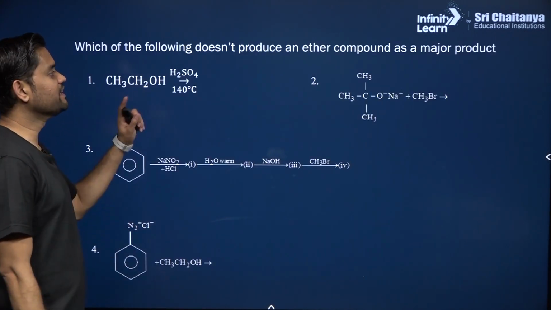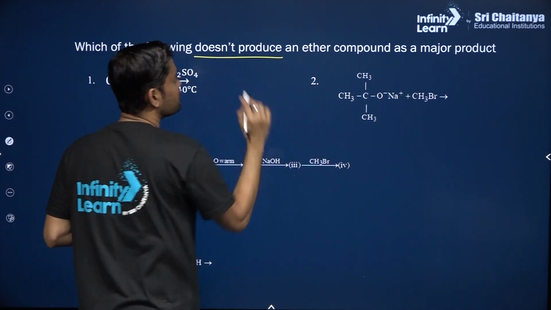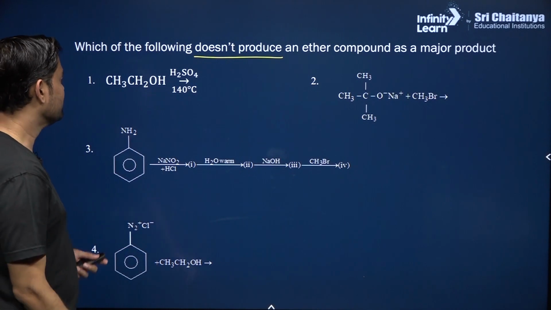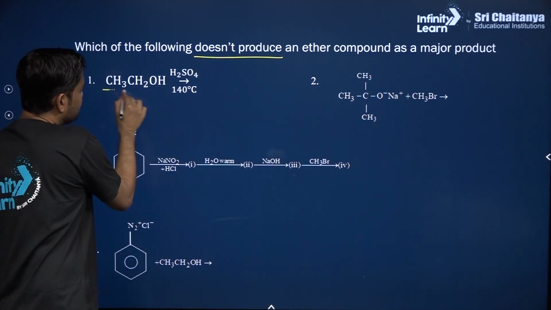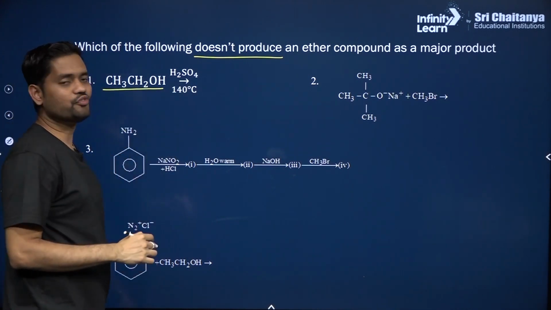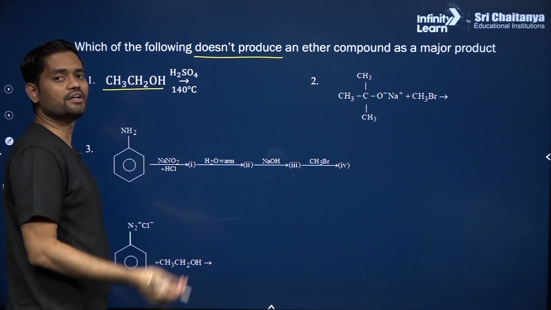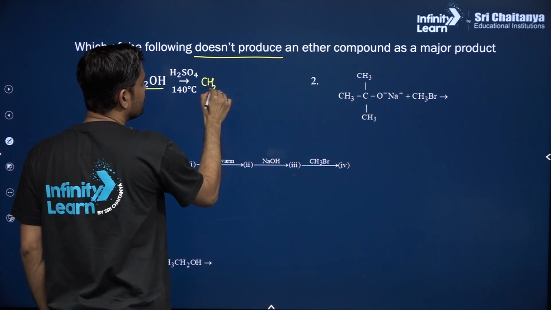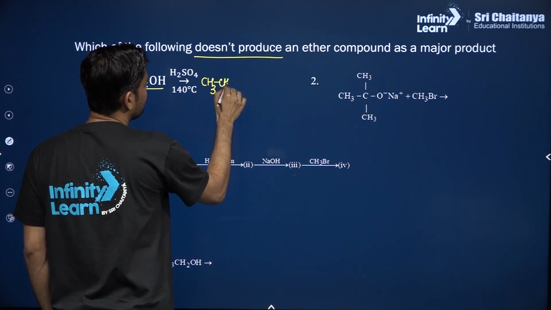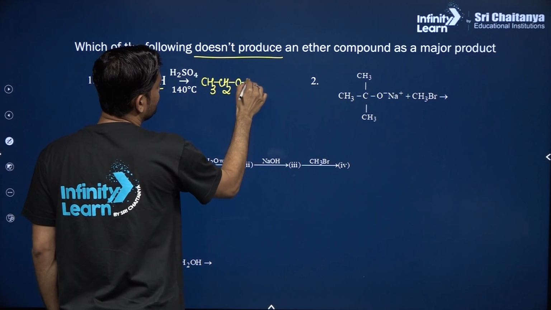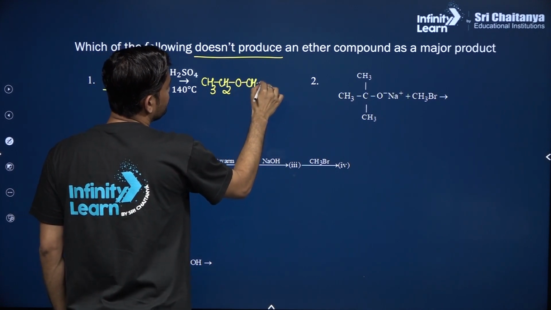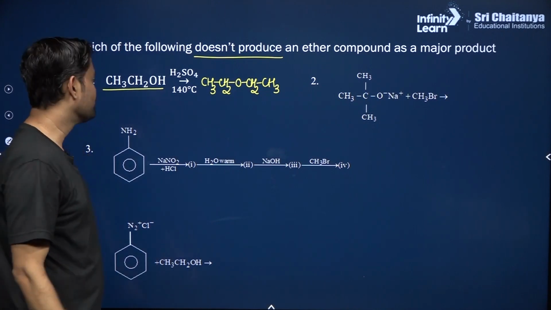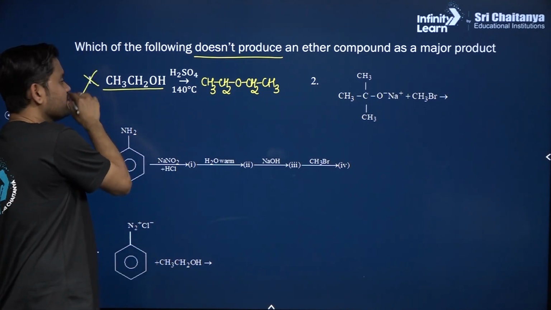Which of the following does not produce an ether as a major product? Okay, so let's see. Here it is ethanol treated with H2SO4 at 140 degrees Celsius. It will undergo intermolecular dehydration to give you CH3CH2OCH2CH3, that is diethyl ether. So it will produce an ether, and hence not the right answer.